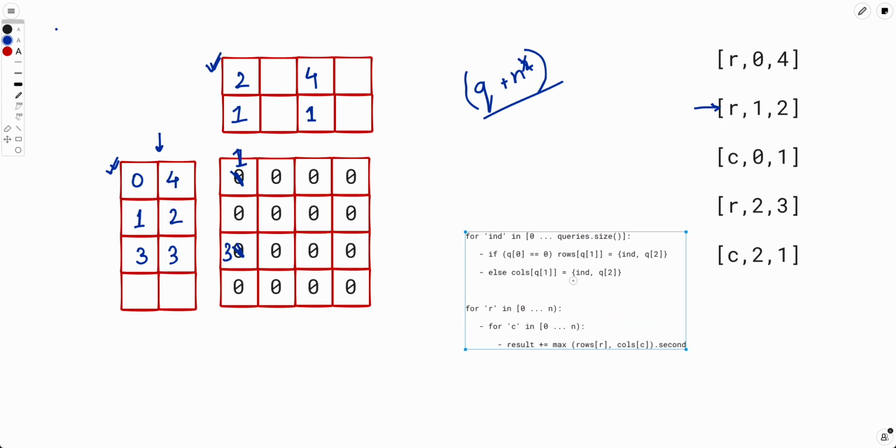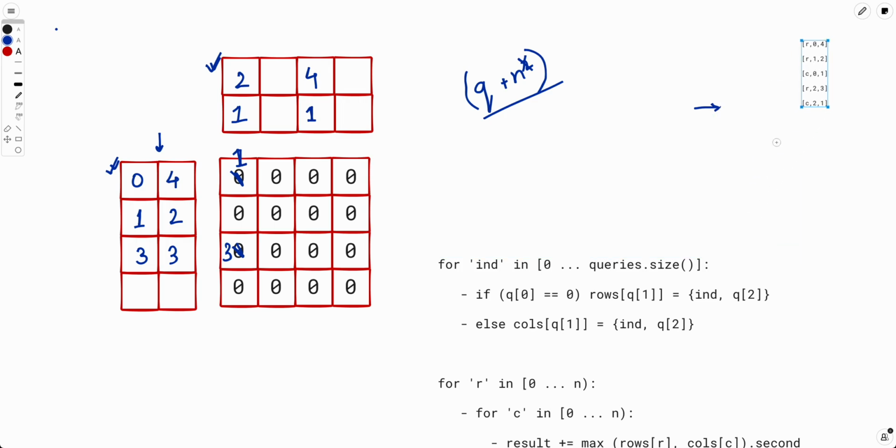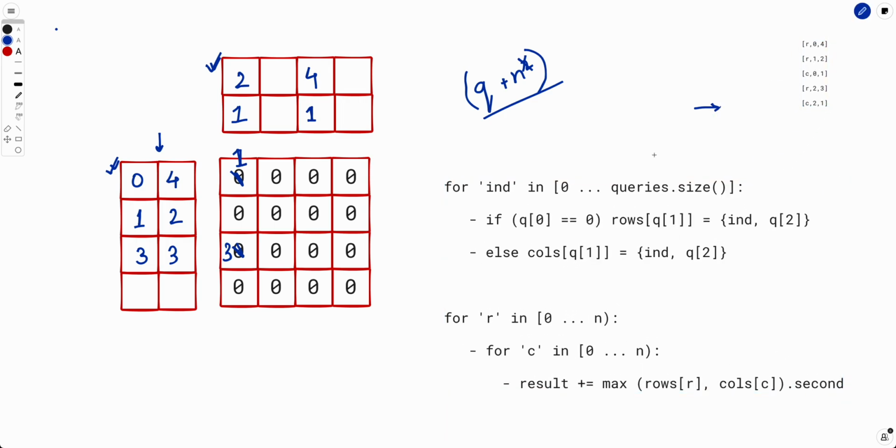So we'll look at how to optimize, but for now, let's look at the pseudocode for the current solution. The pseudocode for the current solution is straightforward. Let's just get rid of this. So what we are doing, we are simply iterating over the entire queries, right? Then we are preparing the two arrays. So if the query is of type 0, it means it is a row type query. We will come to the row array. We will look at this particular given index and set its value to index comma q2, right?